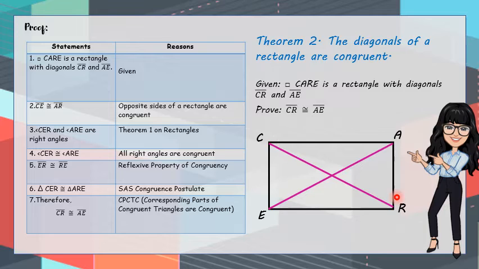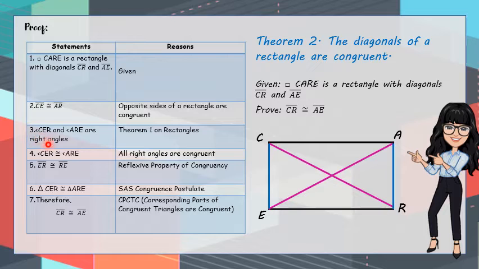We have this property in your parallelogram which states that opposite sides are congruent. Since a rectangle is a parallelogram, it also has all the properties of a parallelogram. So therefore, opposite sides of a parallelogram, or of a rectangle as well, are congruent. CE and AR are opposite sides, so therefore, they are congruent. Again, CE is congruent to AR.